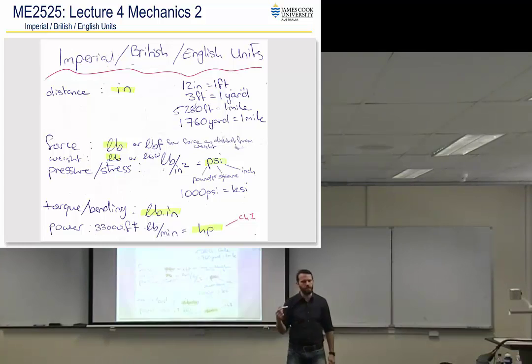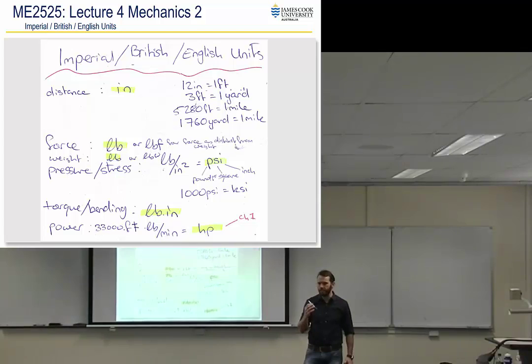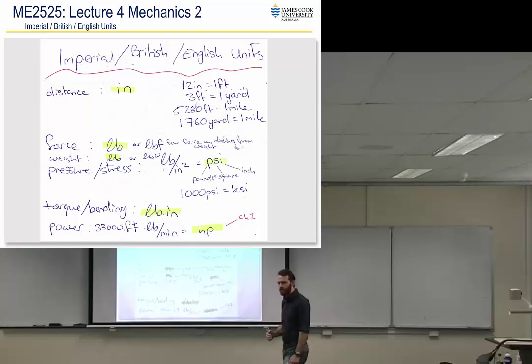If you get something in feet, make sure you always boil it back to inches for the calculations. It's very, very simple if you do the fundamental stuff every single time. So inches, pounds, and you get pounds per square inch.